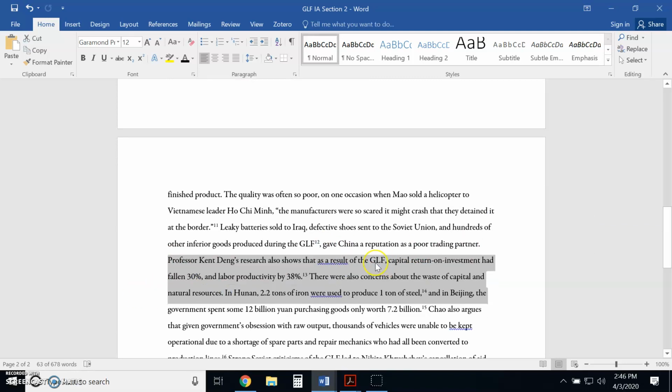Professor Kent Deng's research, another source that I have, also shows that as a result of the Great Leap Forward, capital return on investment had fallen by 30% and labor productivity by 38%, paraphrased statistics. There were also concerns about the waste of capital and natural resources. In Hunan province, 2.2 tons of iron were used to produce just 1 ton of steel. That's paraphrased. And in Beijing, the government spent some 12 billion yuan producing goods that were only worth 7.2 billion yuan. Also paraphrased.